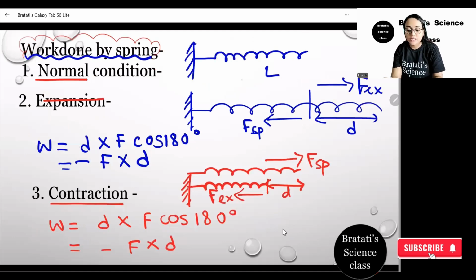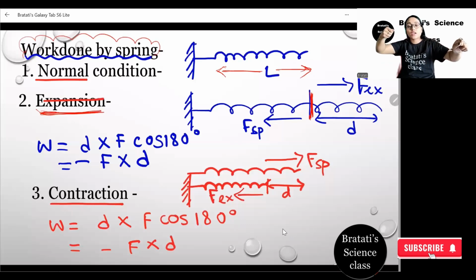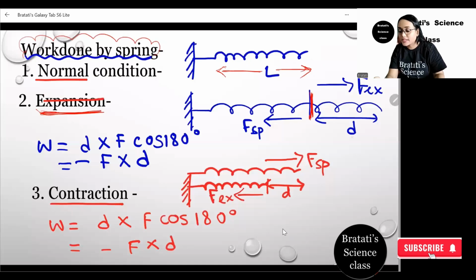This is the normal condition of the spring. The spring length is L. Now, the first case is expansion. We are expanding the spring. So this was the L length, and from here, when we are pulling the spring, we are expanding it. It is displaced by distance D.